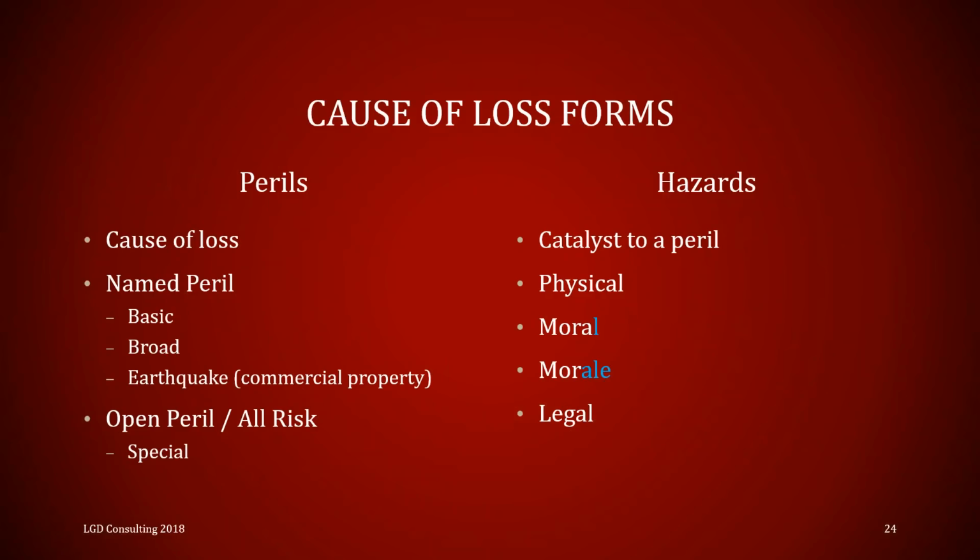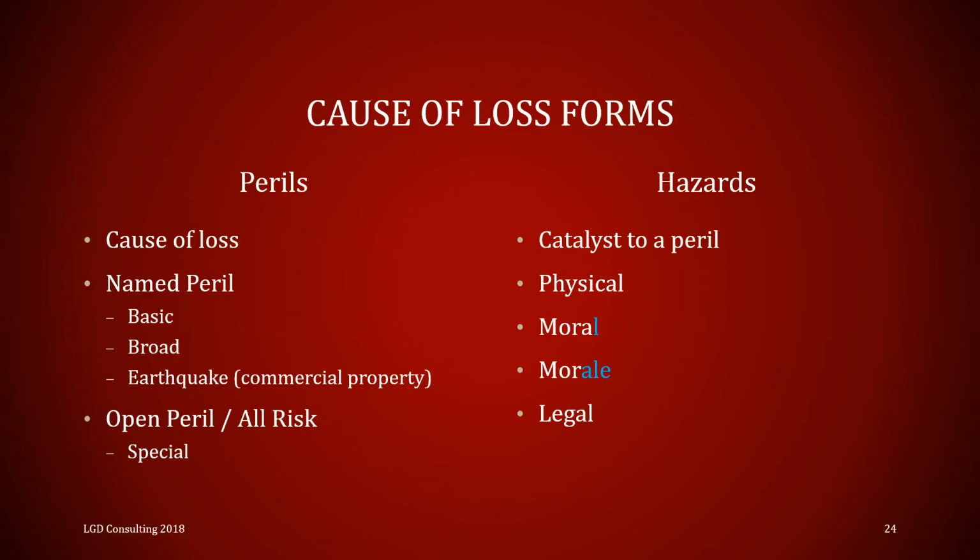Let's jump into some cause of loss forms. Perils. Perils are defined as a cause of a loss. All right. You know the common perils: standard fire policies, fire, lightning, and removal. Dwelling policy basic form, or DP1, is fire, lightning, internal explosion. And so it's a named peril policy. The named peril coverages, we have basic, broad, and earthquake.